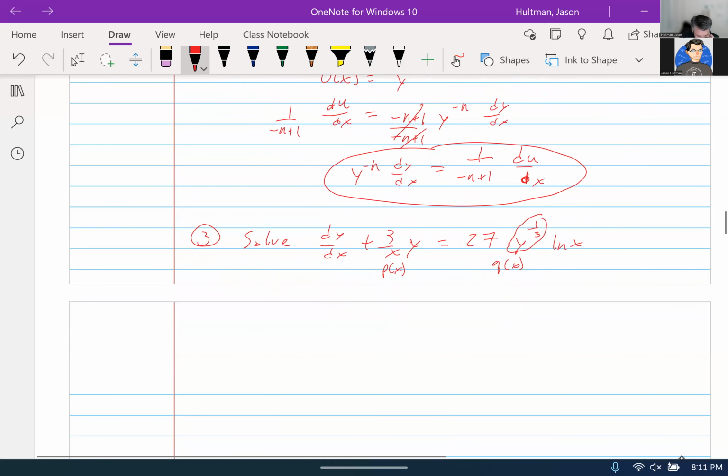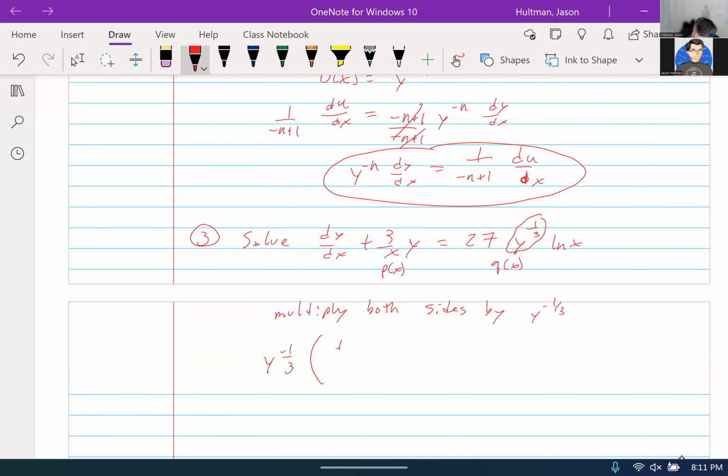So what do we need to do? Well, we need to multiply both sides by y to the negative 1/3. Let's do that. So we've got y to the negative 1/3 times dy dx, plus 3 over x y equals 27 times y to the 1/3 natural log of x times y to the negative 1/3. So those are always going to cancel each other out. That's why we do this.